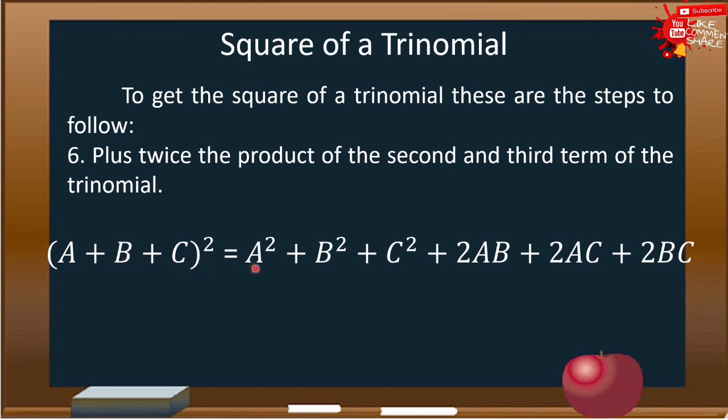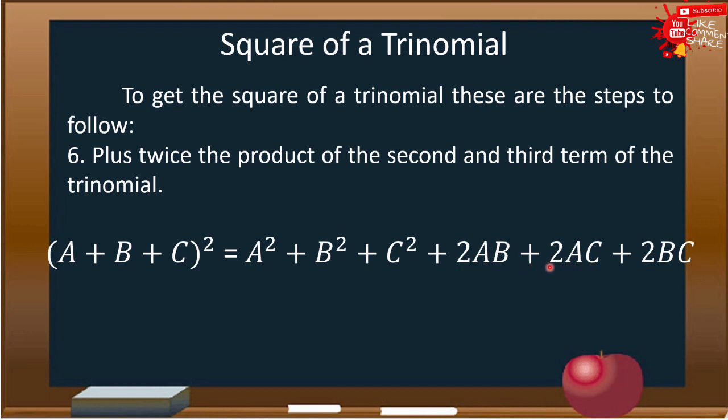It is equal to the square of the first term, so we have A squared, plus the square of the second term, B squared, plus the square of the third term, C squared, plus twice the product of the first and the second term. So that's why we have here 2 times A times B, or 2AB, plus twice the product of the first term and the third term.